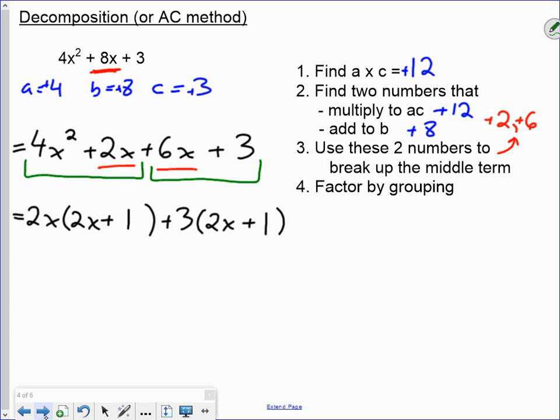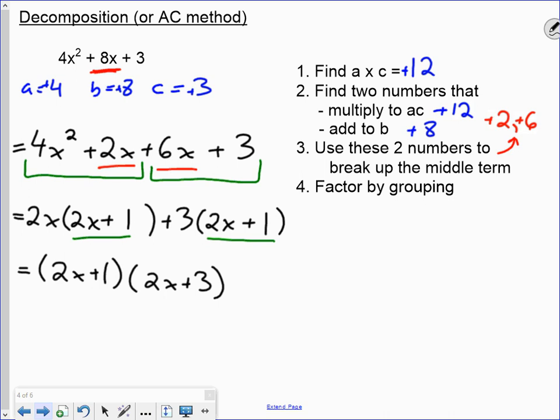Now I notice that the 2x plus 1 and the 2x plus 1, the 2x plus 1 is common to both of my terms, so I can factor that out. 2x plus 1, and I'm left with the 2x plus 3. 2x plus 1 times 2x gives me 2x times 2x plus 1. 2x plus 1 times 3 gives me 3 times 2x plus 1. And there we have our trinomial in its factored form.